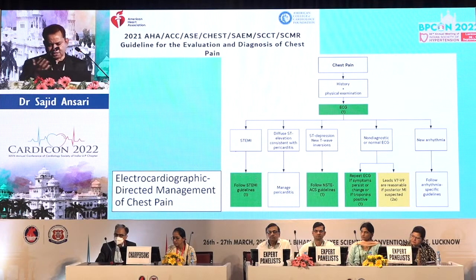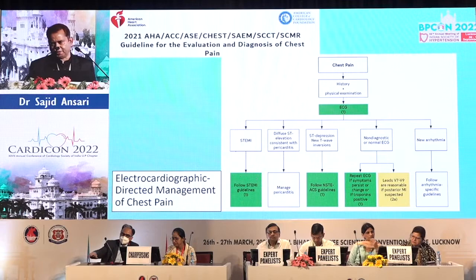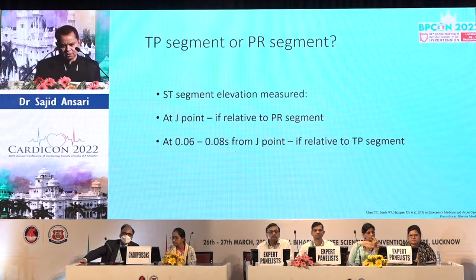Take the history and examination, and get a surface ECG. If STEMI is there, go for the STEMI protocol. If non-STEMI, go for that protocol. If there are diffuse changes with some systemic symptoms, think of pericarditis in the early stage. If there is a non-diagnostic ECG, go for repeated investigation, and if there is some arrhythmia, go for the arrhythmia protocol.